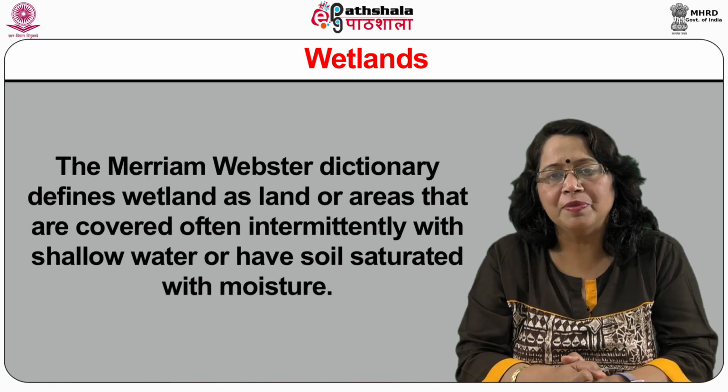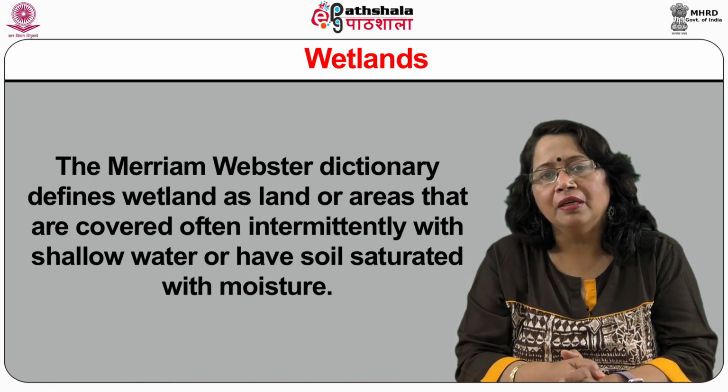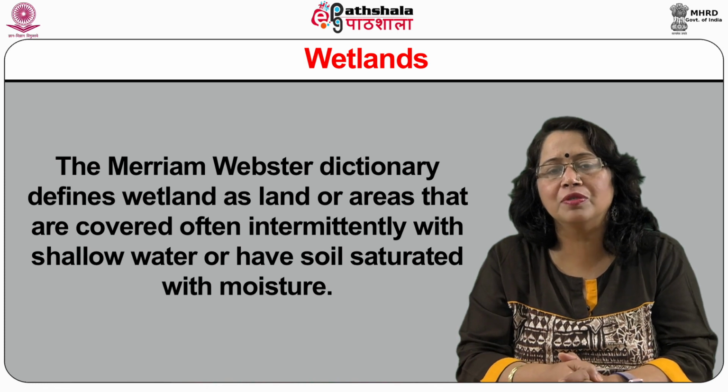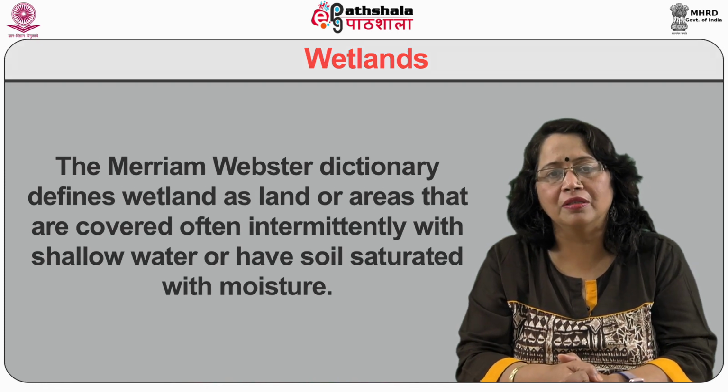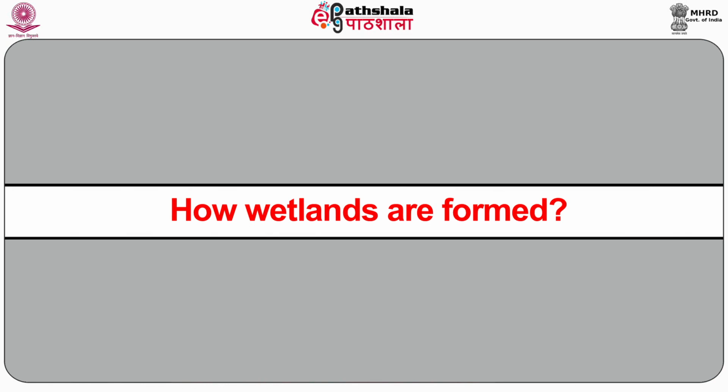The Merriam-Webster dictionary defines wetland as land or areas that are covered, often intermittently, with shallow water or have soil saturated with moisture. Water bodies, natural or artificial, static or flowing, fresh water or brackish water can be treated as wetlands. Terms often used to indicate wetlands are bog, fen, marsh, marshland, mire, moor, morass, muskeg, slough, swampland, wash, swamp, etc.